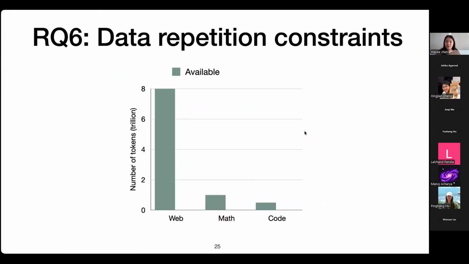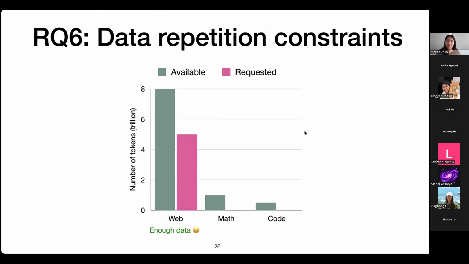The last design choice we'll look at is how to handle data constraint settings. Let me first explain what this means. In the chart here, we're considering a scenario where we have web, math, and code data, and the y-axis tells us how big each of these domains is, let's say in trillions of tokens. Given a data mix, the mix translates into a certain amount of tokens we need to sample and give to the model to train. Suppose we request 5 trillion tokens of web data, and that is all fine because we have enough web data lying around.